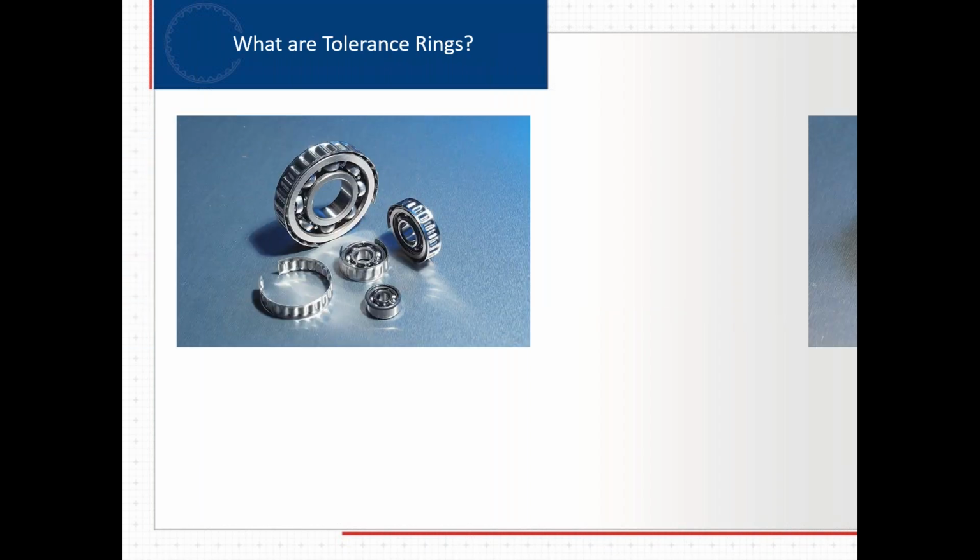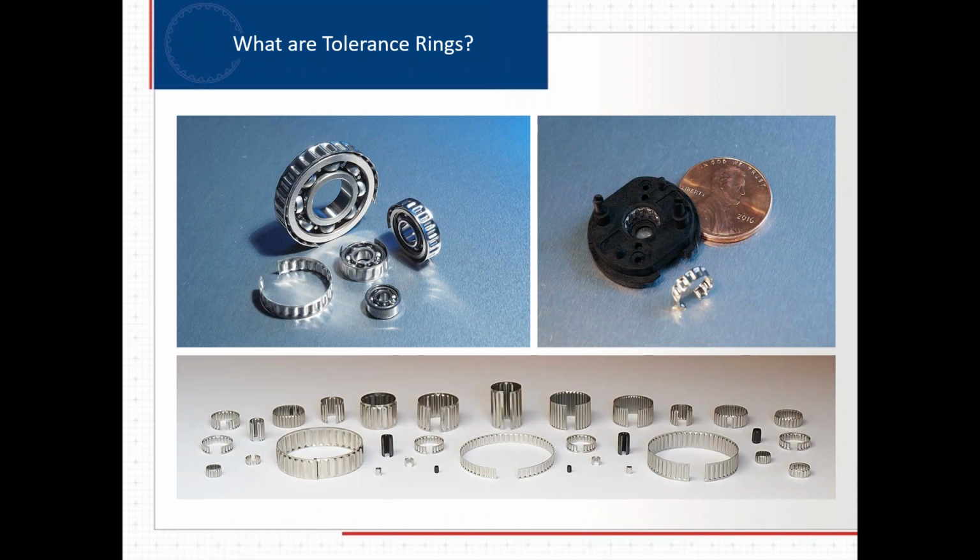So what exactly are tolerance rings? Well, they look like a letter C with a bunch of bumps on the outside. They look simple, but what they actually do and provide are very complicated.